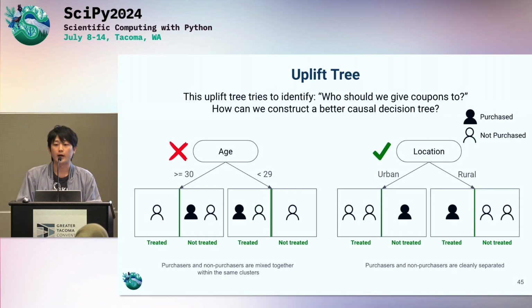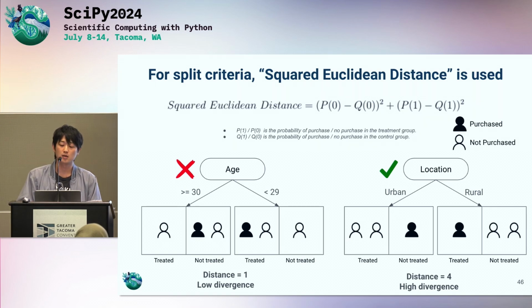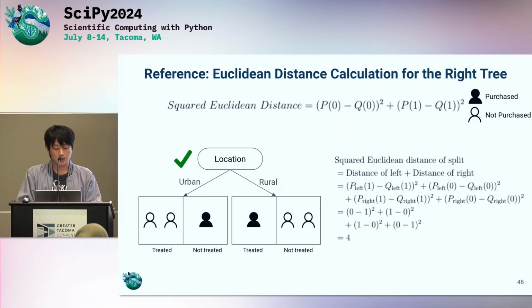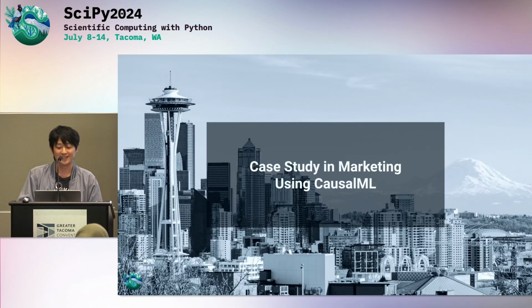Then, how can we quantify this judgment? We can use the divergence in information theory. In this case, squared Euclidean distance can be used. In the left one, the distance is 1, and on the right side, the distance is 4. So we can choose the right one. Due to the sake of time, I will skip this slide.